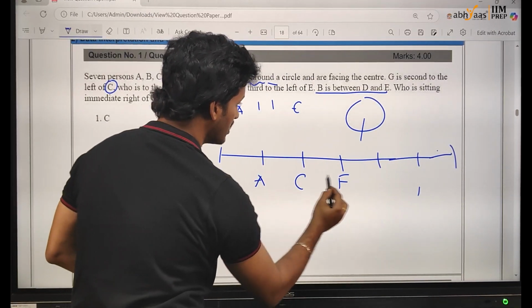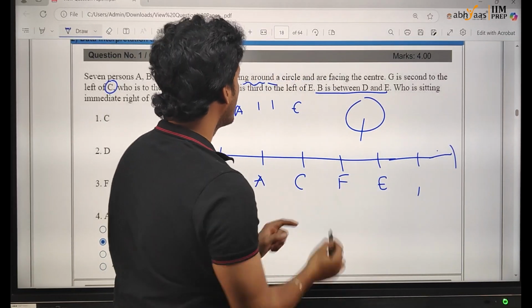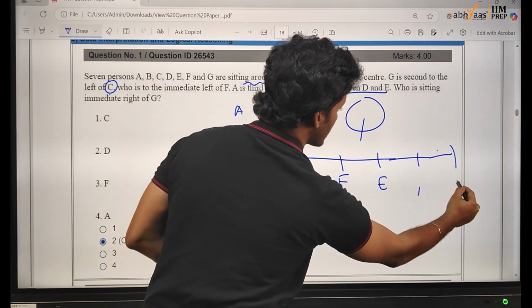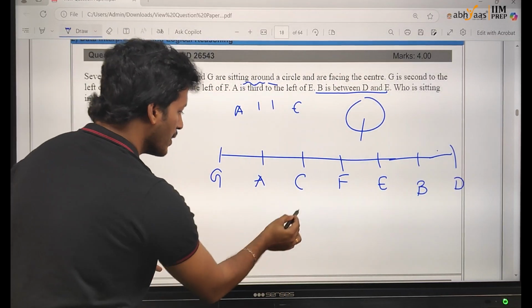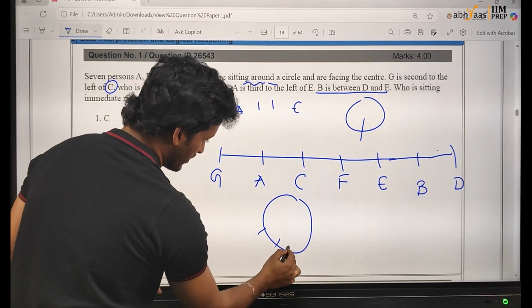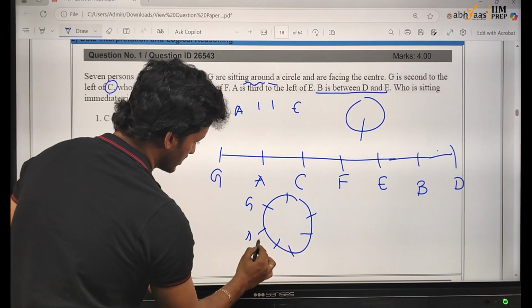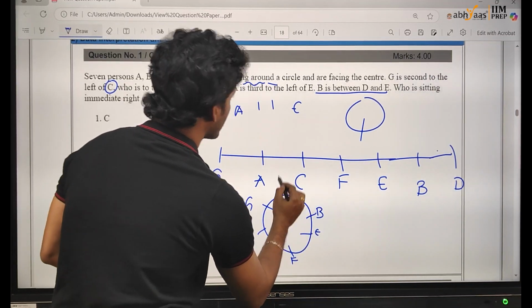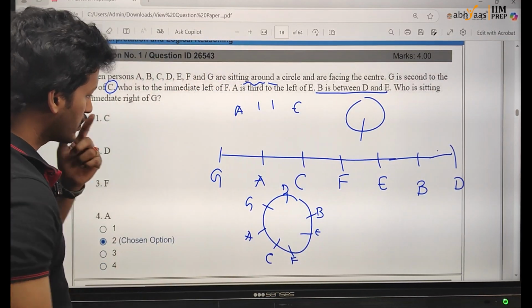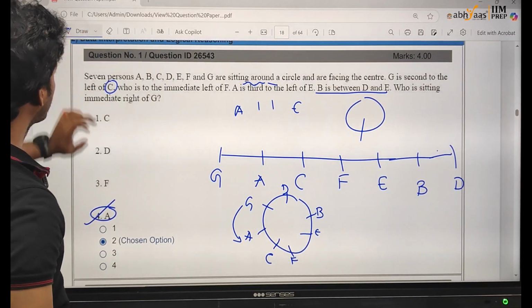A has to sit here and E has to sit here. If E is here, B is between D and E. That means D will be here and B will be here. Now this is the arrangement and you can make it a circle again. Take 7 places and name these G, A, C, F, E, B and D. So now who is sitting immediate to the right of G? It's A, option 4. So very easy.